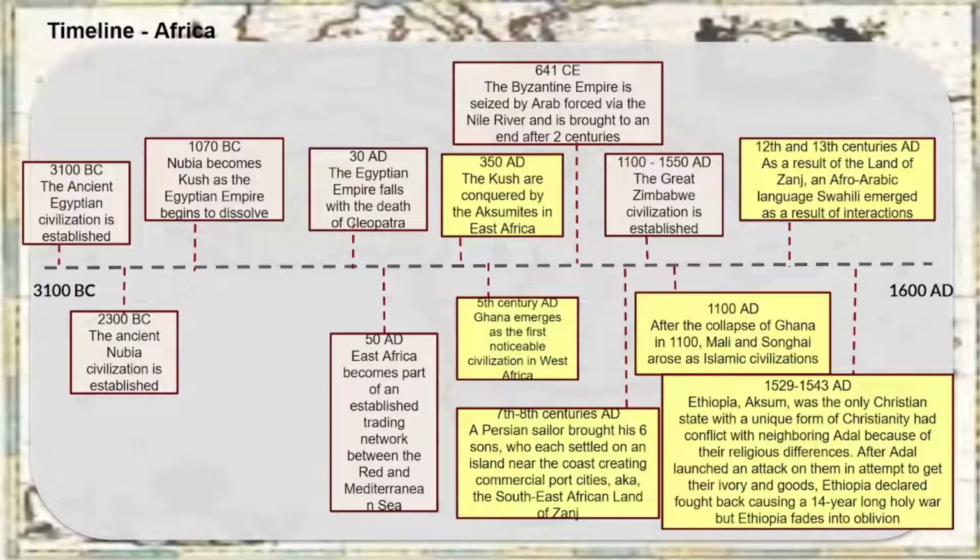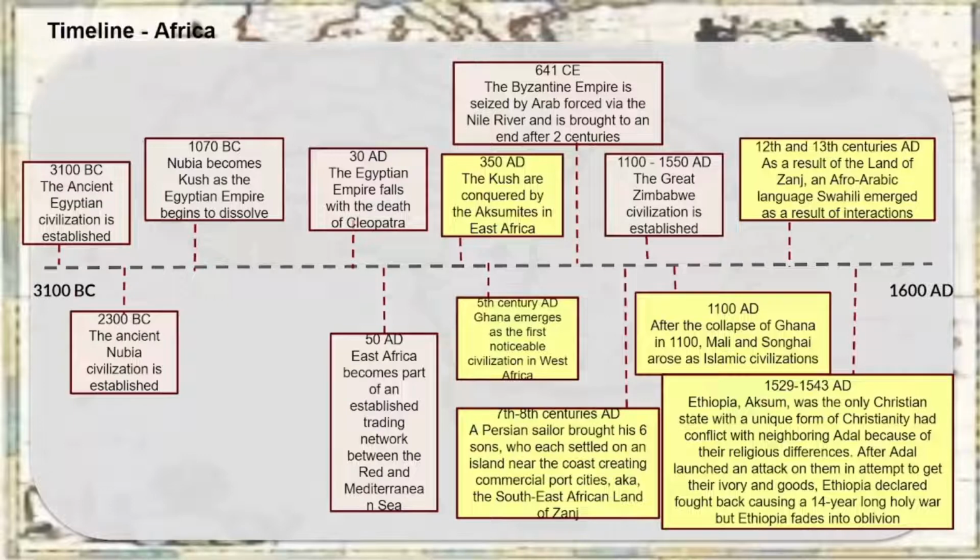In 1100 AD, Ghana collapses, but this also gives way for smaller states like Mali and Songhai to arise as Islamic civilizations. Mali specifically would go on to become a very Islamic civilization because of Mansa Musa, who was a Muslim who often invited priests and people of that sort down to Mali to preach and teach about the ways of Islam.